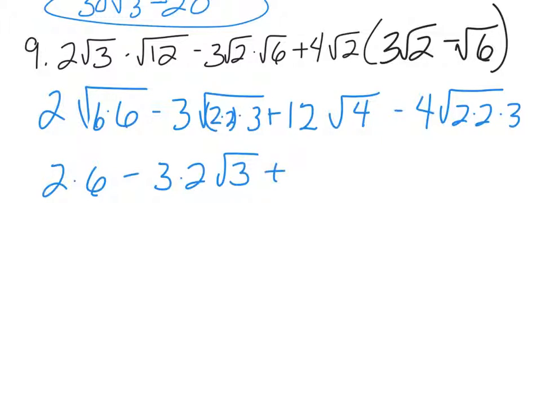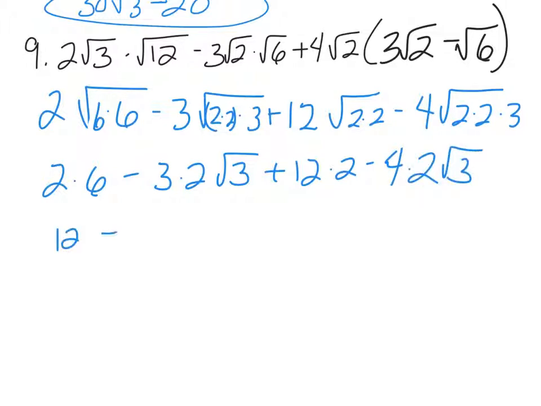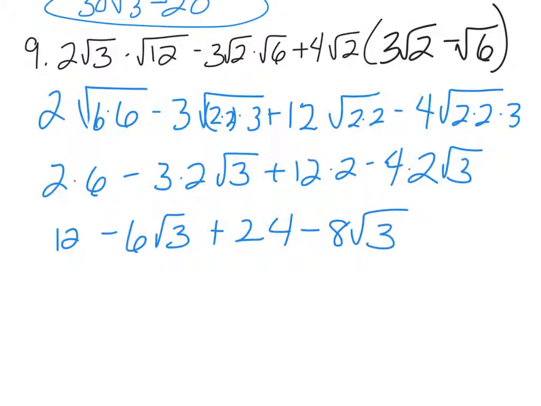Square root of, we can write that as 2 times 2 if we're going to do it that way. Square root of 2 squared or square root of 4 is 2. Square root of 4 or 2 squared is 2 again. Okay. So I've got 12 minus 6 square root of 3 plus 24 minus 8 square root of 3. 12 plus 24 is 36. Negative 8, negative 6 minus 8 is negative 14.